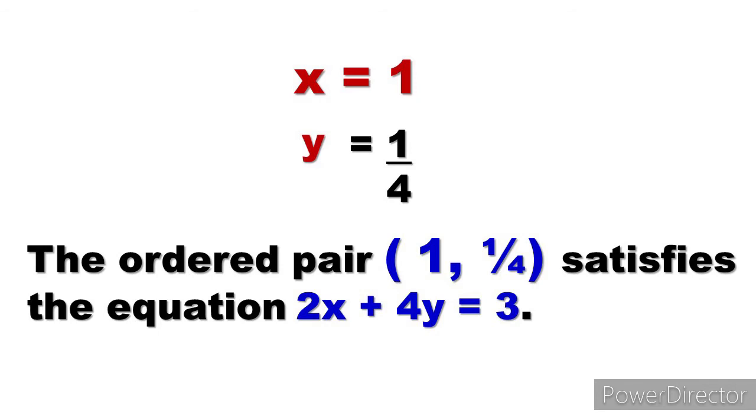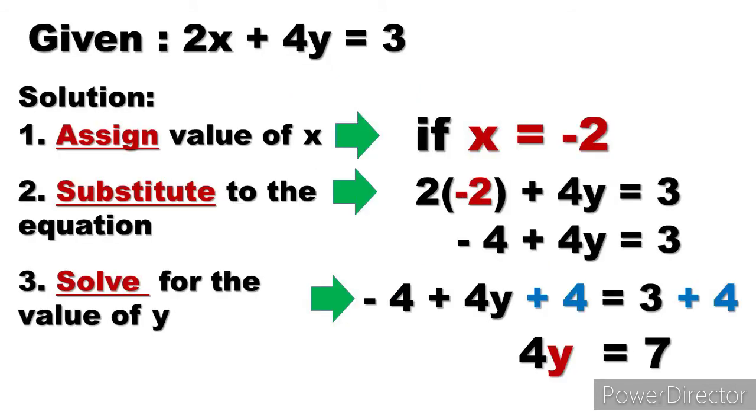Okay, now let's find another ordered pair for the linear equation 2x plus 4y equals 3. Okay, ngayon naman, mag-a-assign ako ng value ng x na negative 2. Same lang ang step na gagawin natin. So, isa-substitute natin yung value ng x na negative 2 doon sa variable na x. Okay, so now we have 2 times negative 2, which is pinalitan natin yung x ng negative 2, plus 4y equals 3. And then, isi-simplify natin 2 times negative 2 equals negative 4. Then, now we have negative 4 plus 4y equals 3.